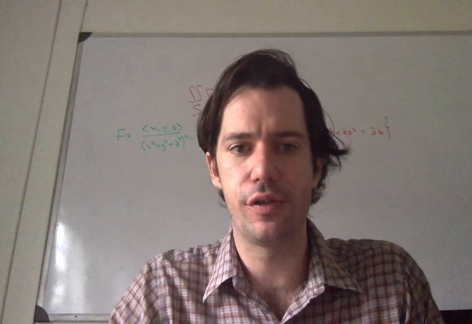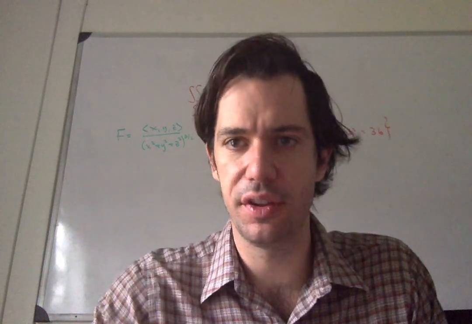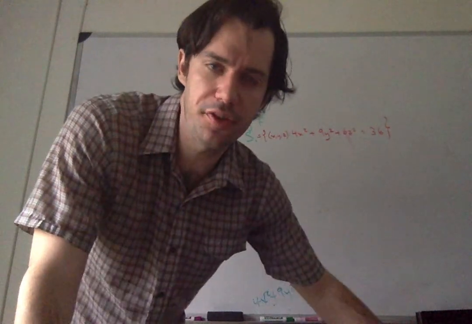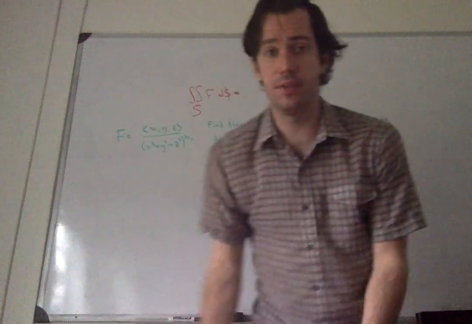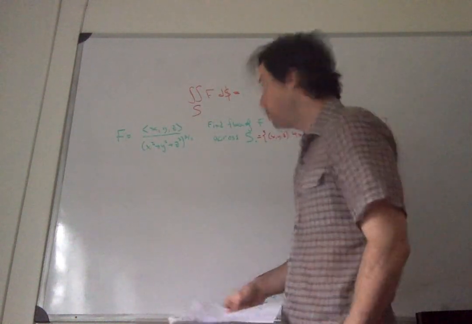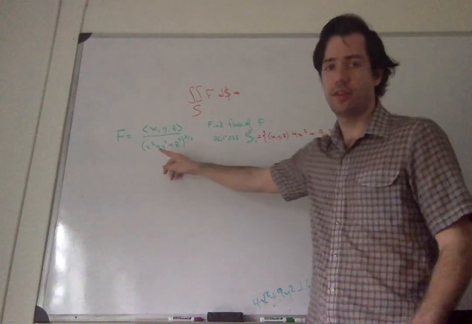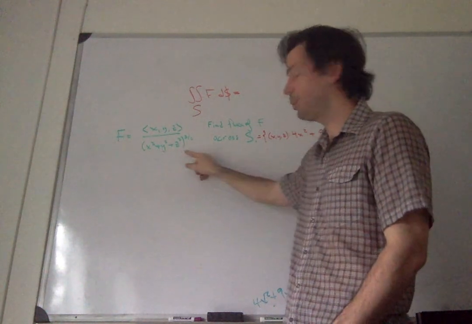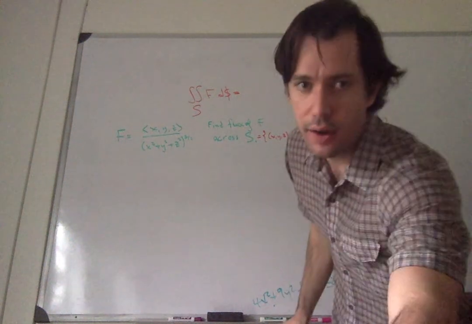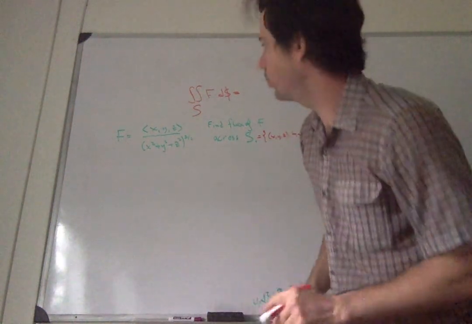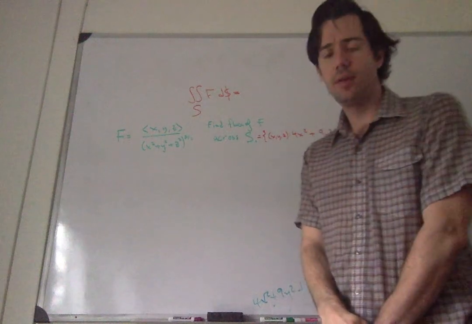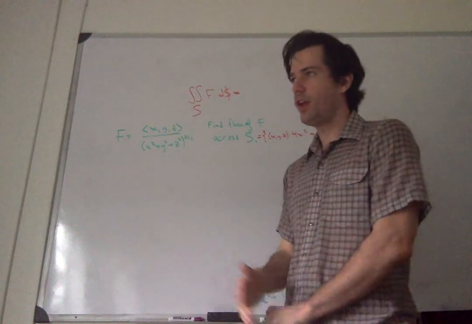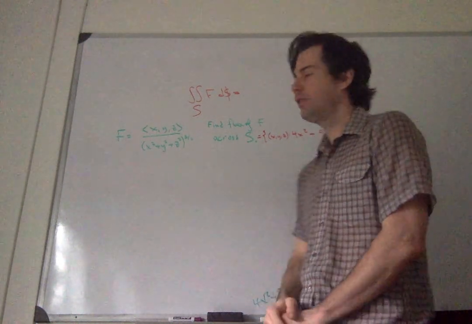In this video, I want to go over how to compute the flux of a particular function. It's somewhat difficult. It's in the review section of the final chapter. So we want to compute the flux of this function f, which has a scalar multiplier in the denominator of x squared plus y squared plus z squared raised to the 3/2 powers. And the numerator is the vector x, y, and z.